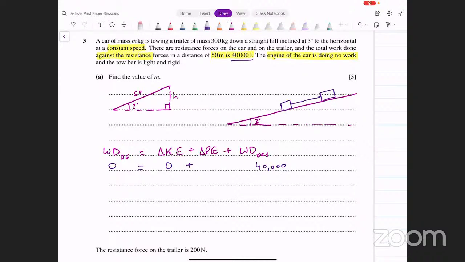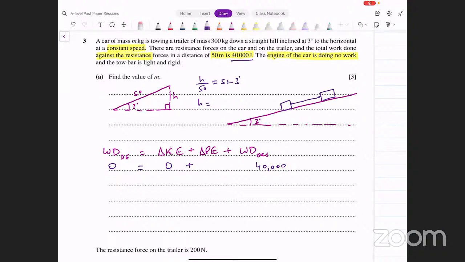What we can do for this is perpendicular. H is perpendicular, 50 is hypotenuse. We say h over 50 should equal sine 3 degrees. यहाँ से आपके पास h की वैल्यू आ जाएगी, कितनी हाइट आपकी डिक्रीज हुई है. ठीक है. अच्छा, now let's see what that turns out to be.